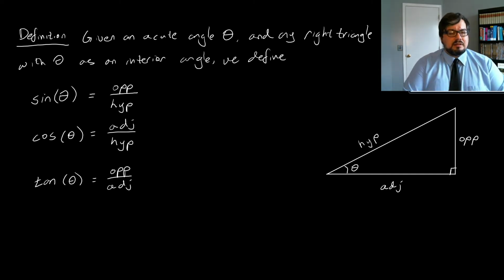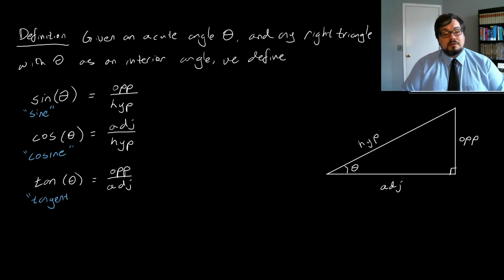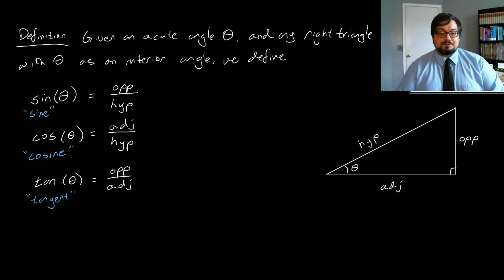Now let me write down what these are below. So SIN stands for sine, S-I-N-E. Cosine, spelled like this, and tangent is described this way.